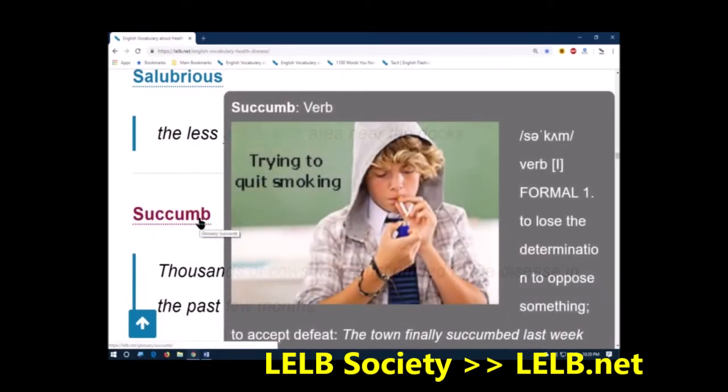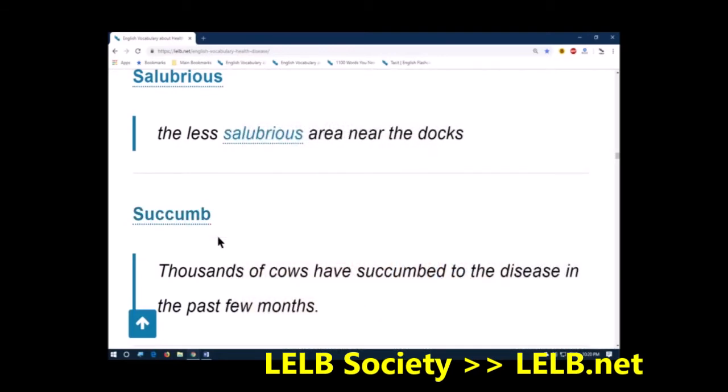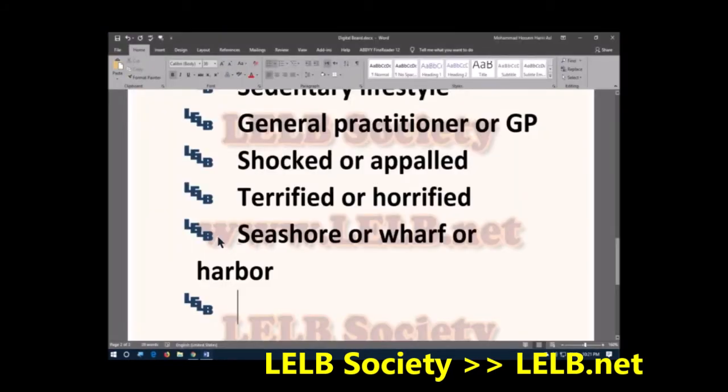Succumb. The first meaning means to lose the determination to oppose something, to accept defeat. But here we are dealing with the second meaning of that, which means to die or to suffer badly from a disease. Thousands of cows have succumbed. Pay attention, the B is not pronounced. Don't say succumb with the B, it's succumb. So thousands of cows have succumbed to the disease in the past few months. It means they have been afflicted with the disease, and possibly they have passed away. Or for cow, we don't say pass away, we say die. Pass away, remember, it's a very formal and polite way to say that somebody has died.